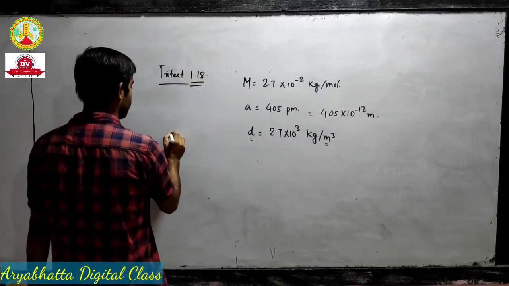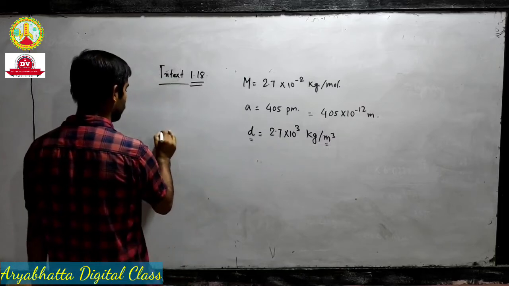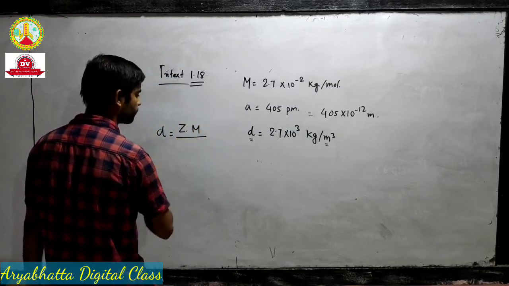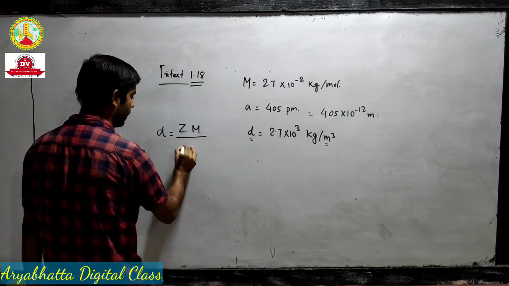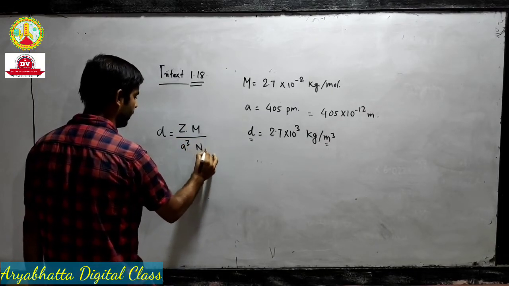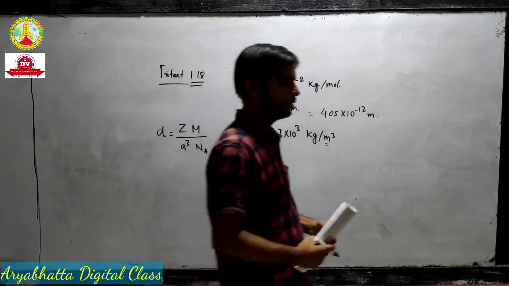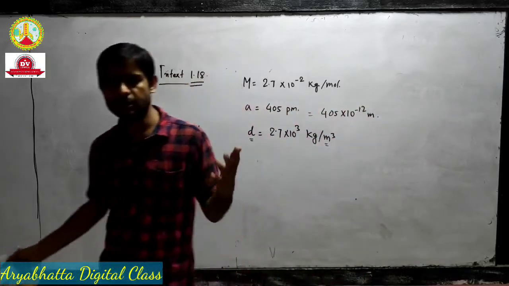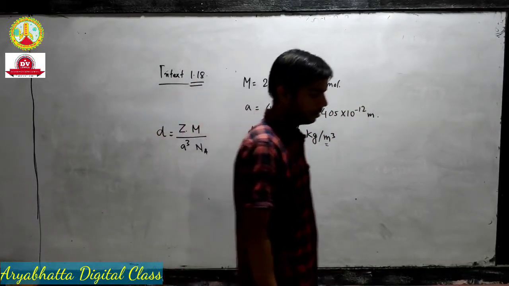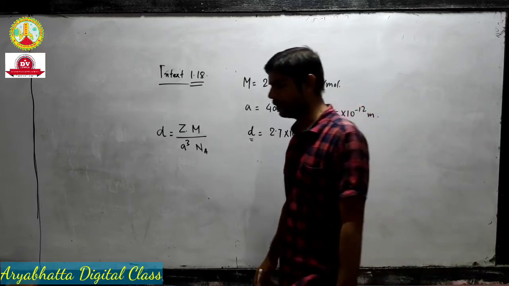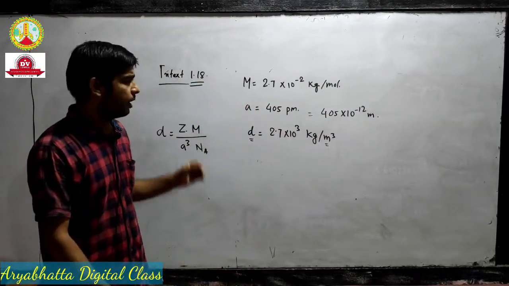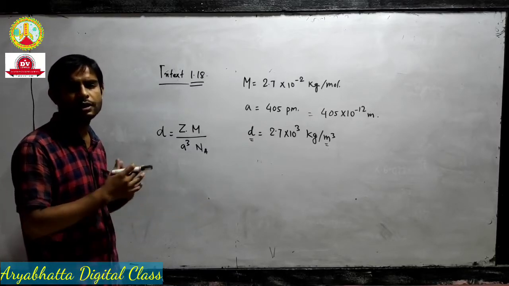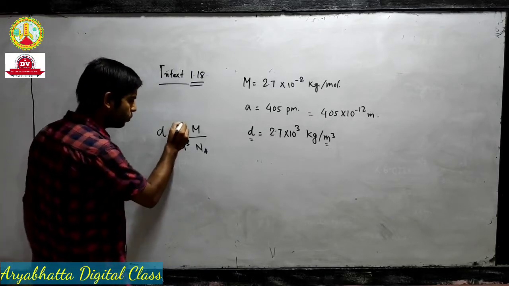Now Na you all know, so D is Z M upon a cube Na. Now what is the question? The question says: what is the nature of the unit cell? That means whether it is BCC, FCC or simple cubical system.